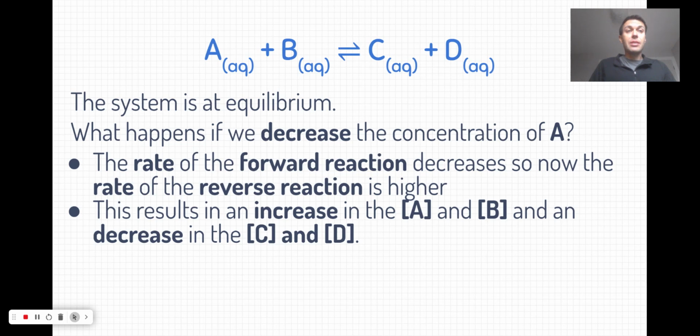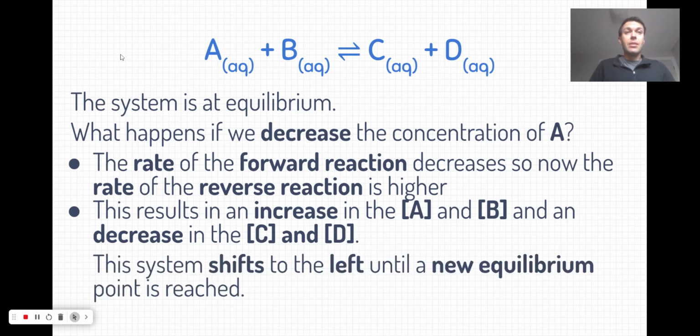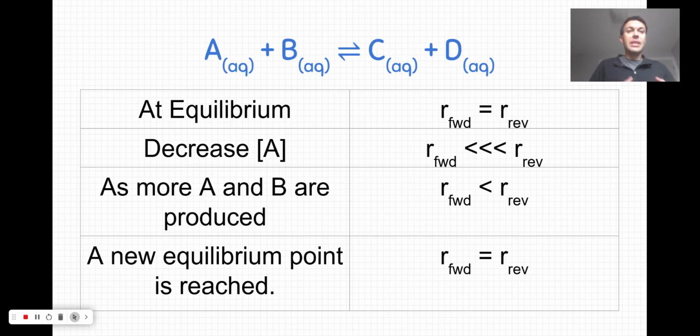As a result, there will be an increase in the concentrations of A and B and a decrease in the concentrations of C and D. So as a response to decreasing the concentration of A, which is on the left side of our equation, the system will shift to the left, producing more A and B, until a new equilibrium point is reached. And once again, we can consider these changes from a kinetics perspective.